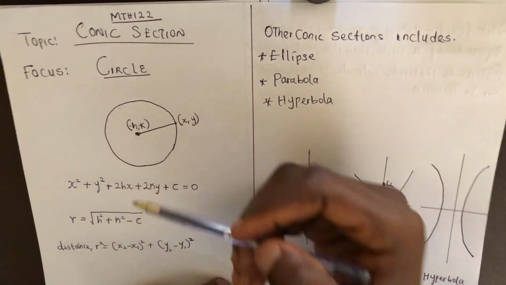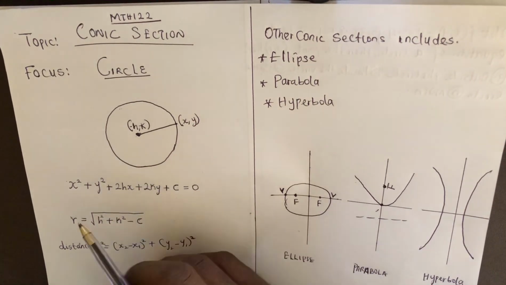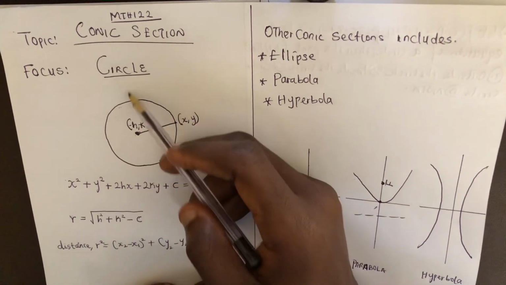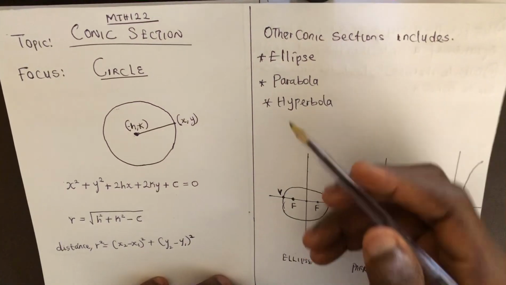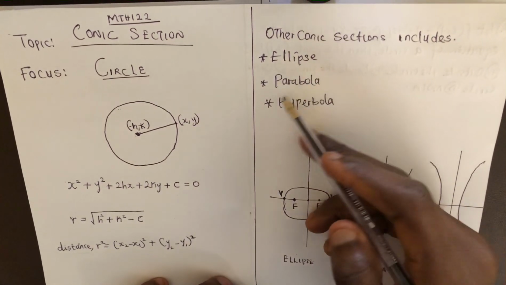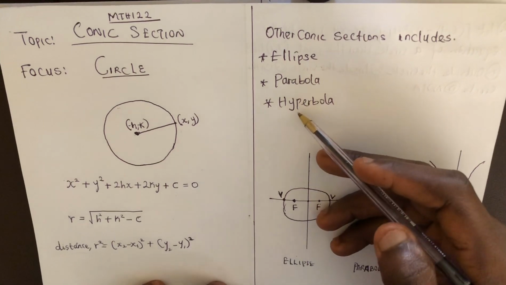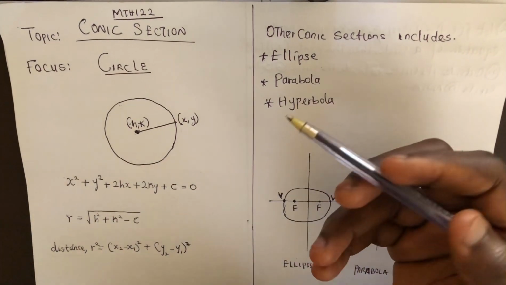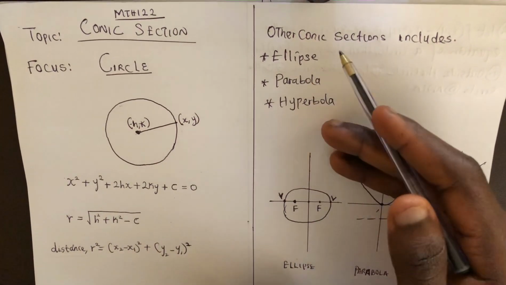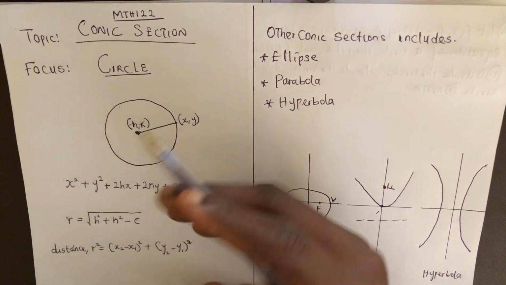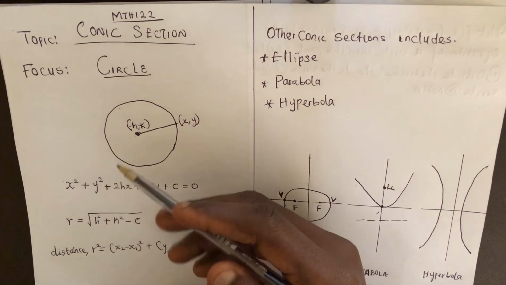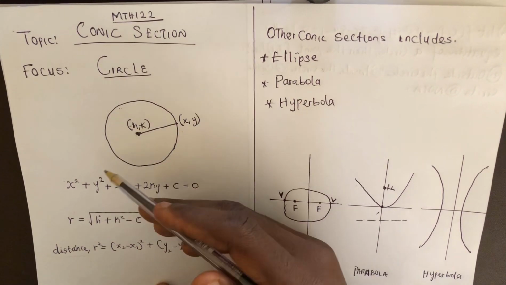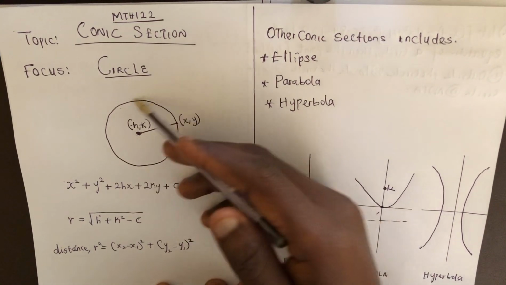Okay guys, in the course of this particular video, we're going to be discussing a particular conic section which is known as the circle. We have other conic sections which include ellipse, parabola, and hyperbola respectively. But in our subsequent videos, we're going to be discussing these ones. But let's focus on the circle, which is the bone of contention. In this case, a circle is a shape with a round side.